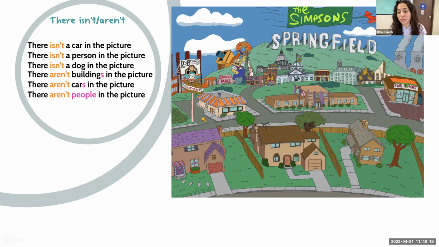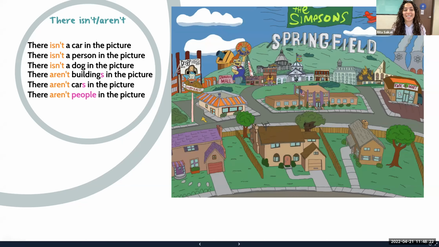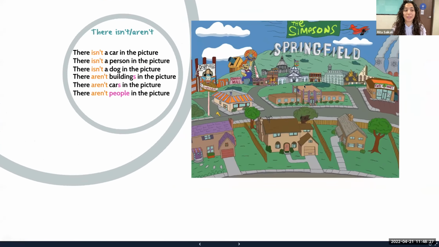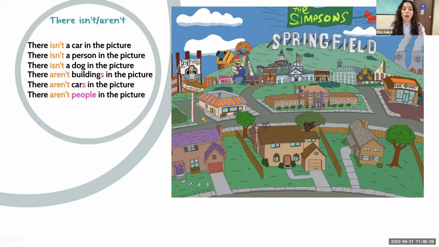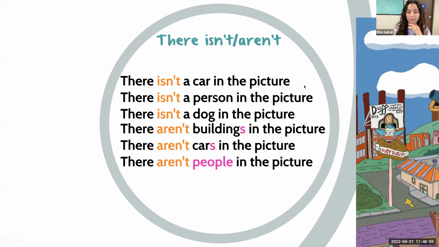Okay, so there isn't a car in the picture. There isn't a person in the picture. There isn't a dog in the picture. There aren't buildings in the picture. There aren't cars in the picture, and there aren't people in the picture. So people, even though there's no S at the end, people is a lot more than one person, right? So it's plural. So when it's plural and negative, we use aren't. When it's singular and negative, we use isn't. Okay?